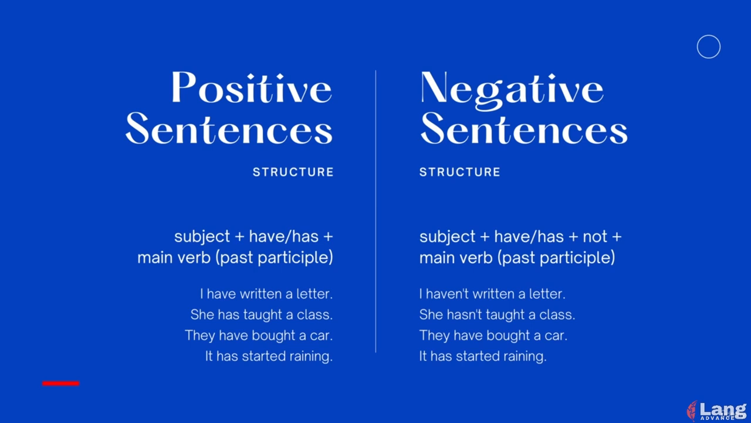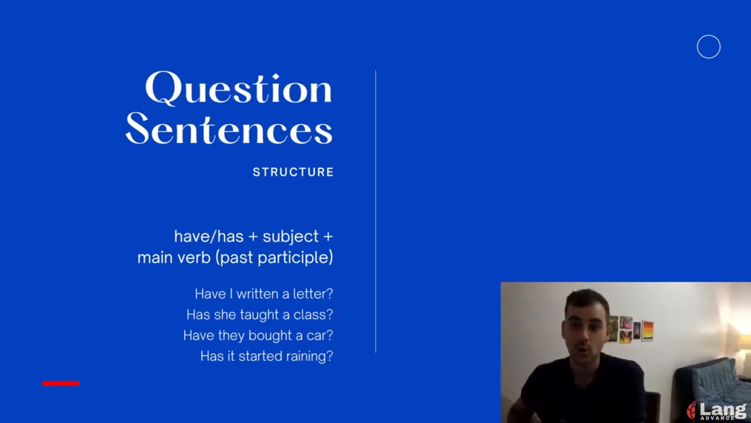For negative sentences, it is subject, have or has, plus not, plus the main verb, still in the past participle. I haven't written a letter. She hasn't taught a class. They haven't bought a car. It hasn't started raining. The structure for question sentences is a little bit different.